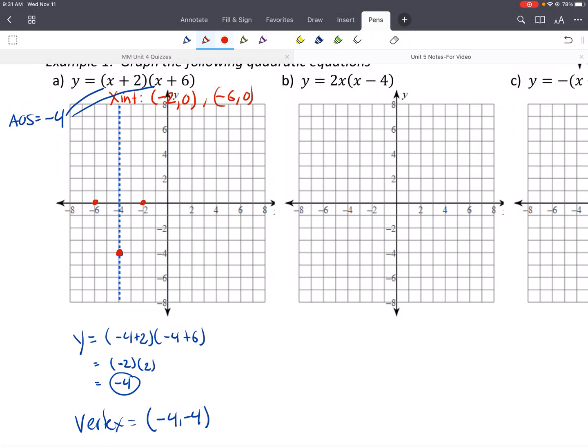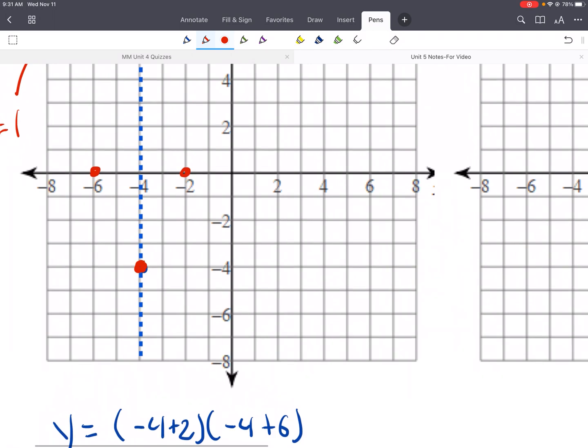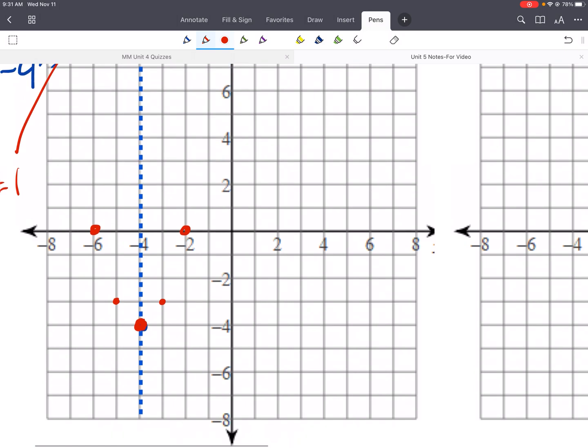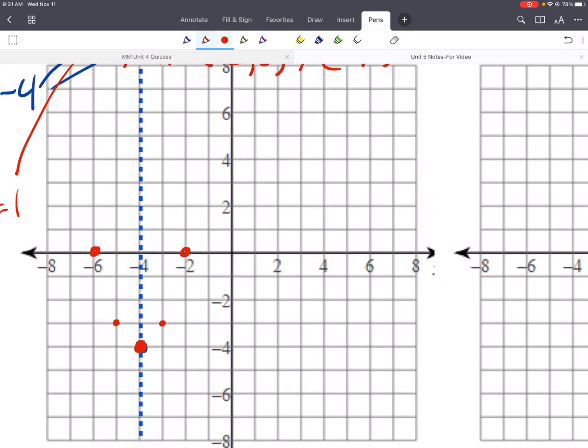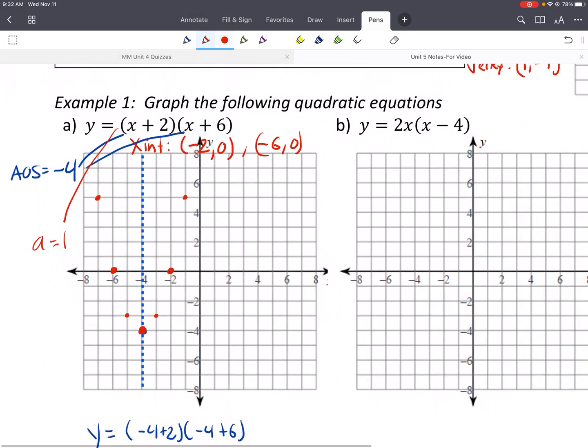Okay, and then we just use our growth pattern to find more points. So here again, A is 1. So we'll do 1A, 3A, 5A. We'll go over 1, up 1, over 1, up 3, over 1, up 5. And then we're done. Sorry, it's a little messy, I'm sorry.